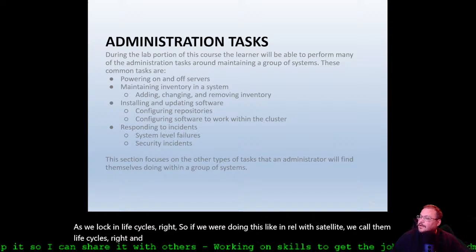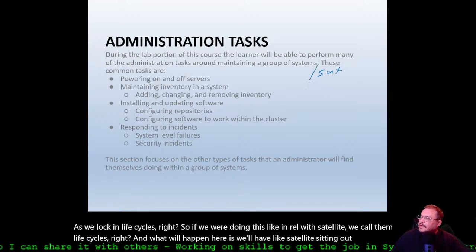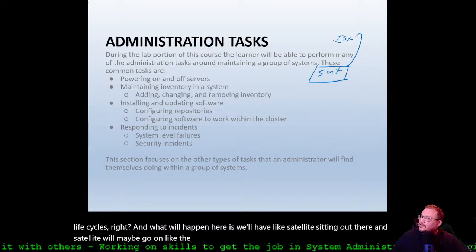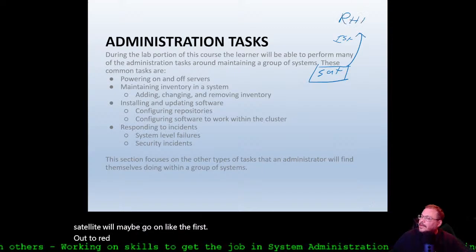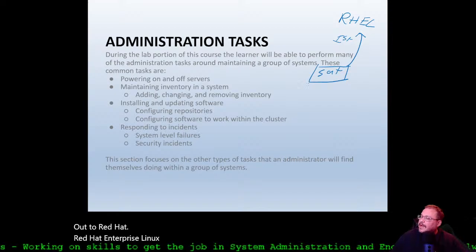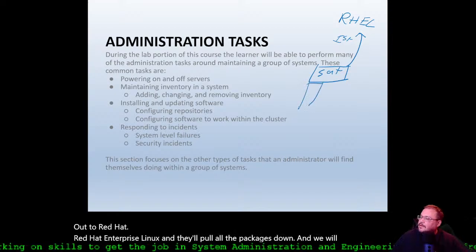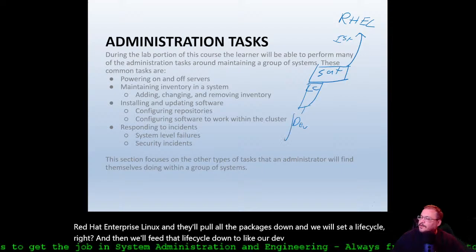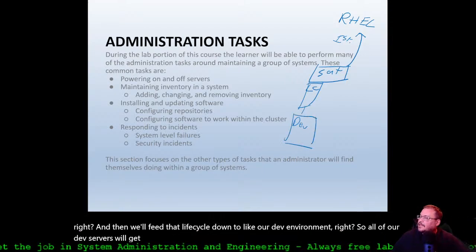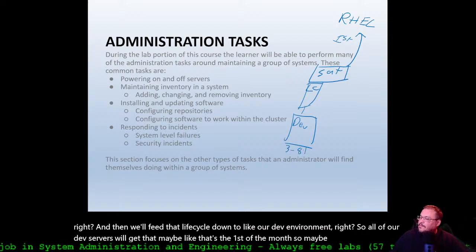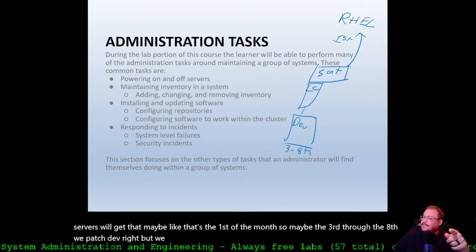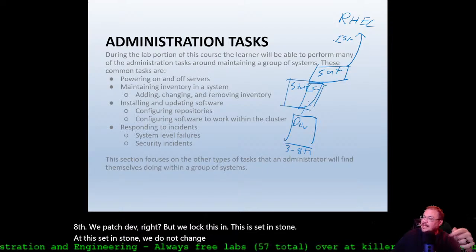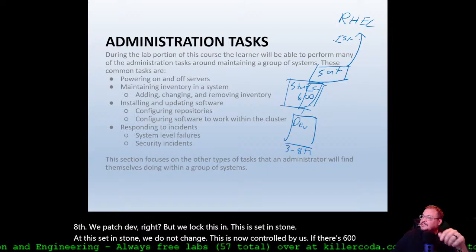What'll happen here is we'll have Satellite sitting out there, and Satellite will go out to Red Hat Enterprise Linux, and they'll pull all the packages down and we will set a life cycle, right? And then we'll feed that life cycle down to our dev environment, so all of our dev servers will get that. Maybe the first of the month, the 3rd through the 8th, we patch dev, right? But we lock this in. This is set in stone. We do not change this. This is now controlled by us. If there's 600 packages in there, it is set at 600 packages.